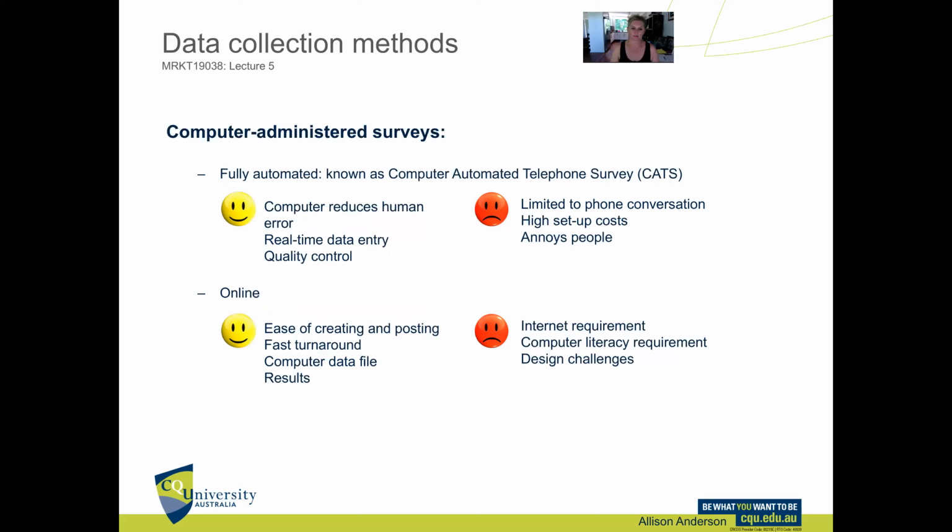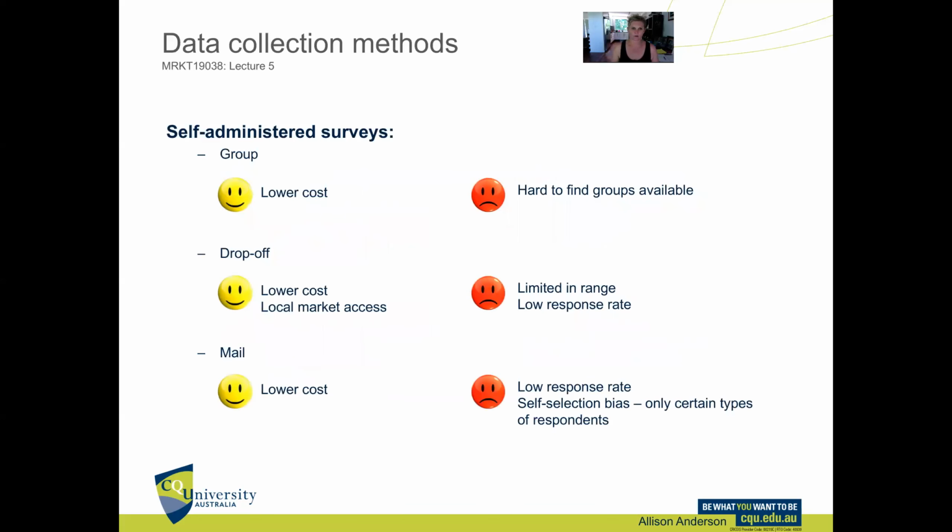Online: ease of creating and posting, fast turnaround, computer data file, and you get results. You need internet, computer literacy, and there are design challenges again. So still a similar kind of pros and cons. Self-administered, I've already talked about this a bit, but the types you can have are group, drop-off, where you just leave it for someone to do later, and mail. So you post it out. It has a low cost, but it's also well known to have a really low response rate, the mail survey. So only certain types of respondents tend to respond to mail surveys, and that might not be the type of respondent that you're looking for.